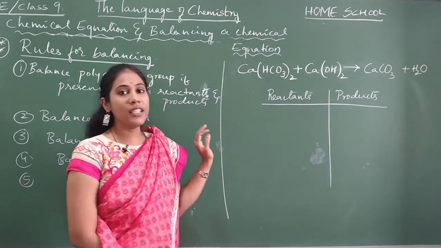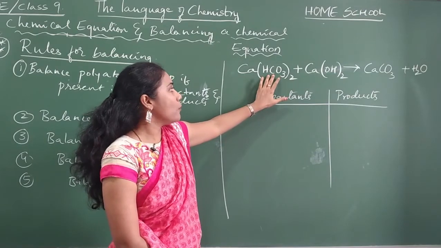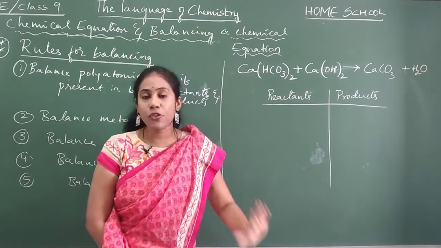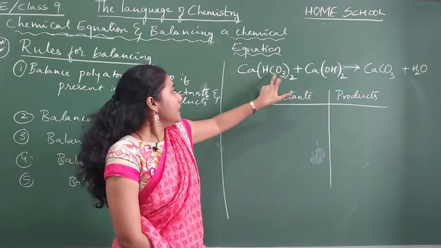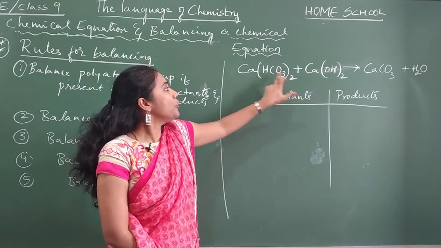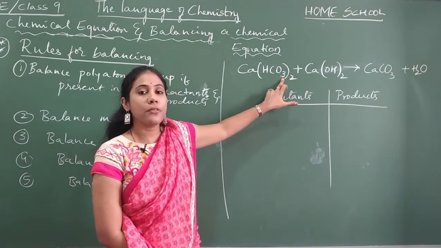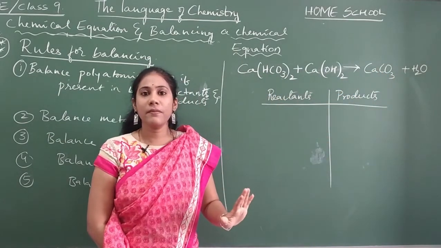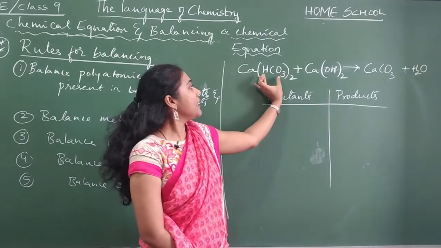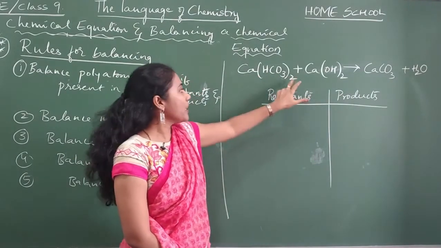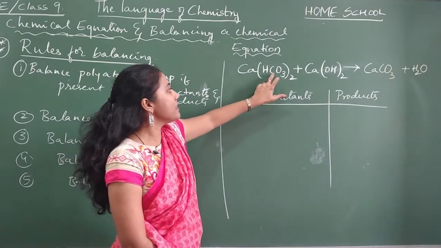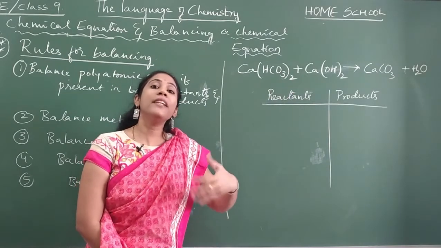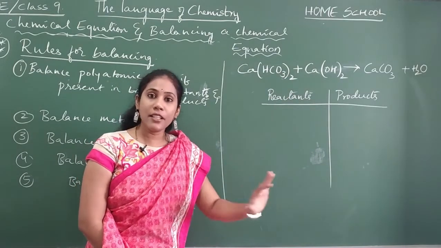But what is the condition, guys? The polyatomic group, whatever is there on the reactant side, must be there on the product side also. Here on the reactant side, you have two HCO3 polyatomic groups. But where is HCO3 on the product side? Not there. Then in that case, you should not consider this as a group. You should consider hydrogen separately and balance, carbon separately and balance, oxygen separately and balance. Element-wise only you should balance, not as a group.